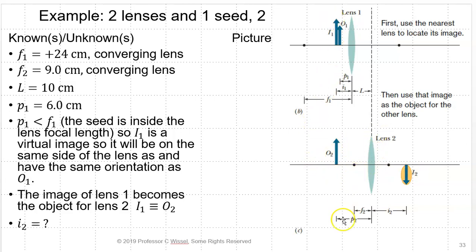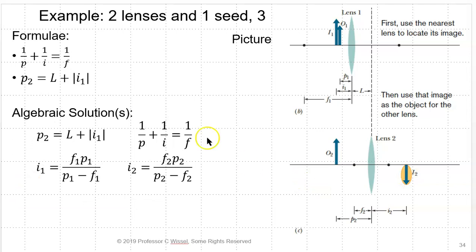Now we have to be careful to define P2 correctly because we have an additional complication of this here plus that. So actually P2 will be I1 plus L. Apply the lens equations, and we notice that it's probably going to be outside the focal length of this lens. This is going to be a real image, and it's going to be upside down. Well, we'll see. Okay, the formula is 1 over P plus 1 over I equals 1 over F. And we also have to remember that P2 is L plus the magnitude of I1. Now, so we write everything in here.